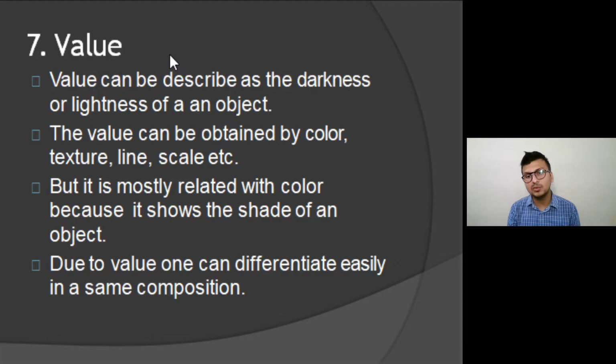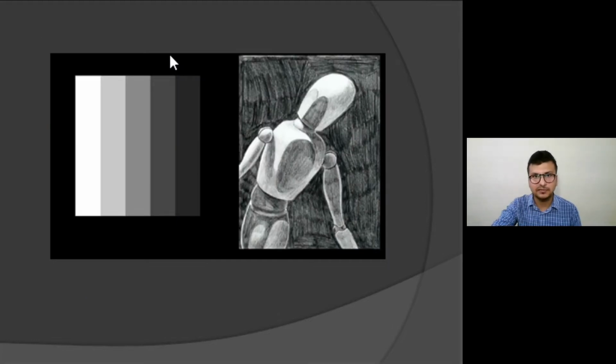Due to value, one can differentiate easily in the same composition. We don't need to change the composition. In the same composition, one can check the value. Like, it's an example of the value. You can see here its color is black. I would say it's black. Now this color, this, and this, these are three different shades of black, because the percentage of darkness is increasing gradually.